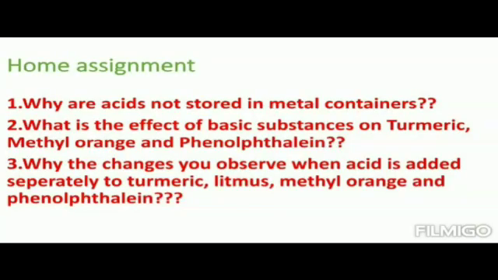As a part of home assignment, please answer the following questions in your classwork. Why are acids not stored in metal containers? What is the effect of basic substances on turmeric, methyl orange and phenolphthalein? Write the changes you observe when acid is added separately to turmeric, litmus, methyl orange and phenolphthalein.